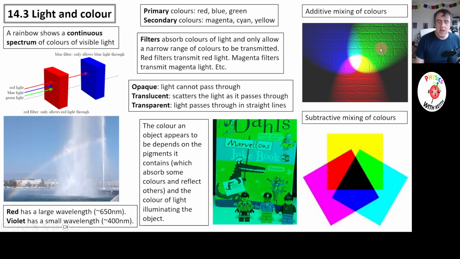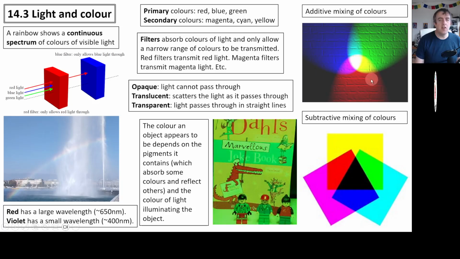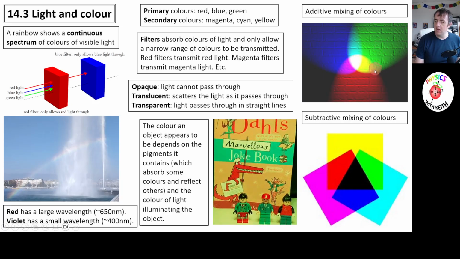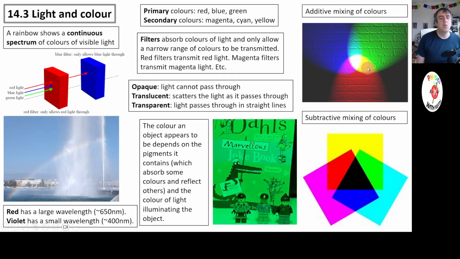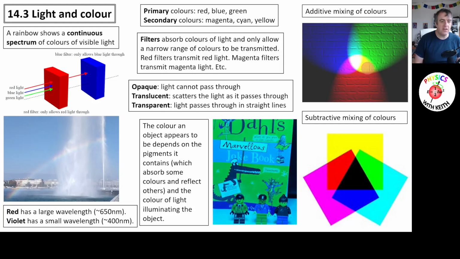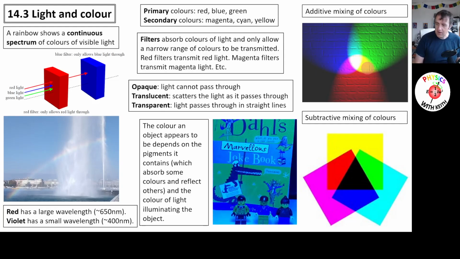But the one that really messes with students' heads, and they gasp when they see it in the lab, is green light and red light incident on the same place on a white wall will appear yellow. Now that is a fact. I can demonstrate it. It is true. I'm not making this up.